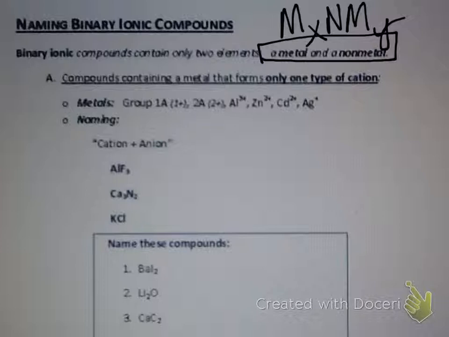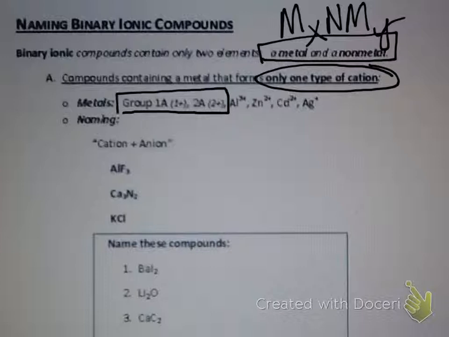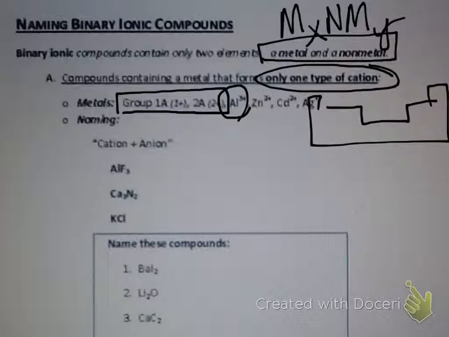If the compound contains a cation that only has one type of charge that it can form, what are the cations like this? Well, they're metals in group 1A, 2A, because all of those group 1A and 2A metals we said can only form one charge type. In group 3A, we've got aluminum. And then remember on the periodic table, in the transition metals, there were 3 of them on the left-hand side that are typically known for only forming one charge. And those are zinc, cadmium, and silver. So we talked about those in the other videos.